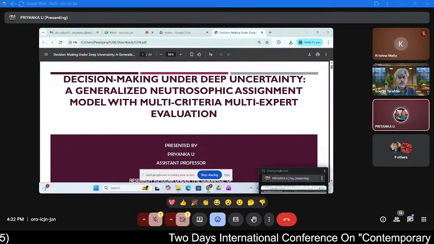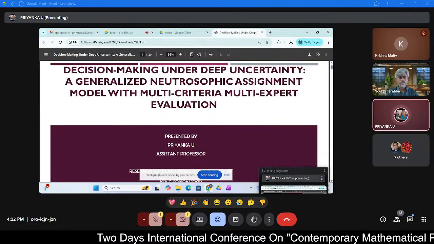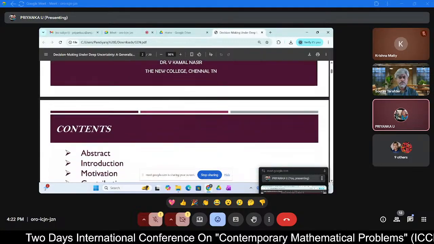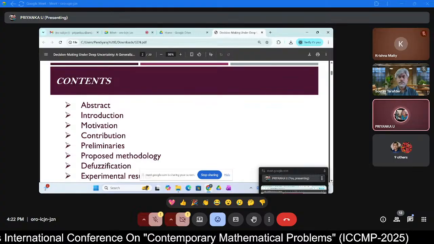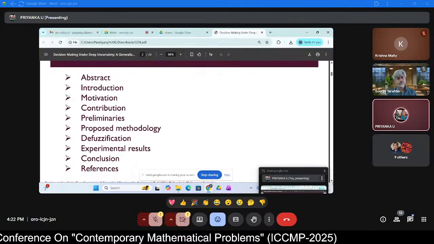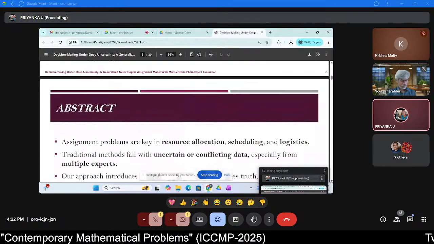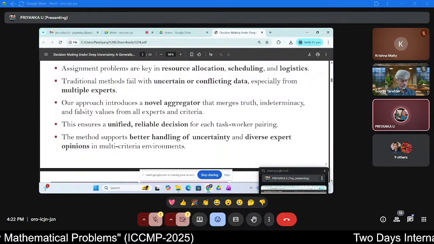My research topic is decision making under deep uncertainty: a generalized neutrosophic assignment model with multi-criteria, multi-expert evaluation. The following slides outline the contents of my presentation: abstract, introduction, motivation, contribution, preliminary, methodology, classification, experimental results, conclusion, and references. Abstract. Assignment problems are key in resource allocation, scheduling, and logistics.